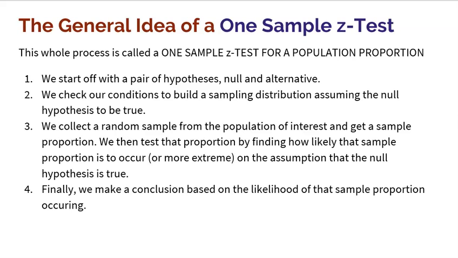Finally, we need to make a conclusion. What are we going to conclude? Are we going to conclude that the null hypothesis is possibly correct, or are we going to conclude that our alternative is true? And we're going to talk about that in topic 6.6. So lots more to come on this. Right now, we're just trying to get the general idea of what this test is all about.